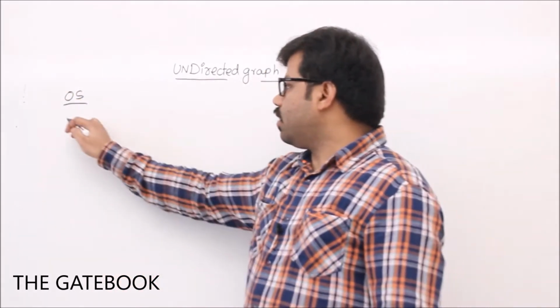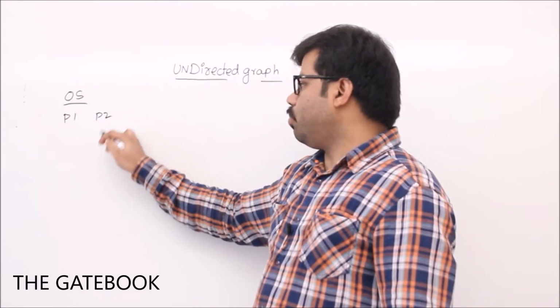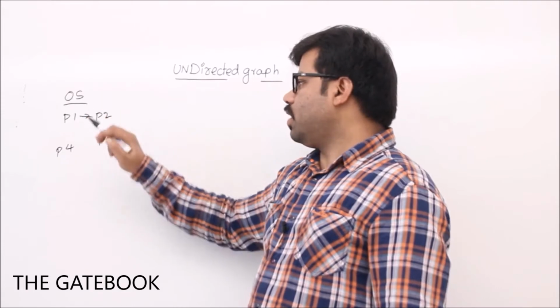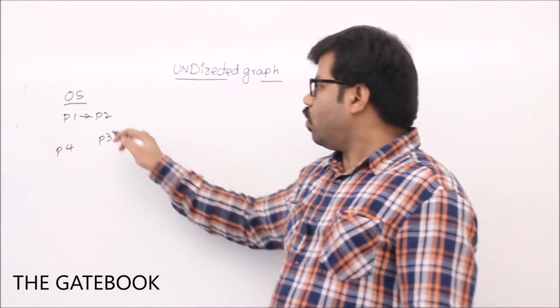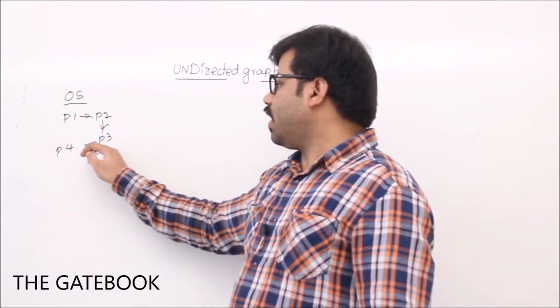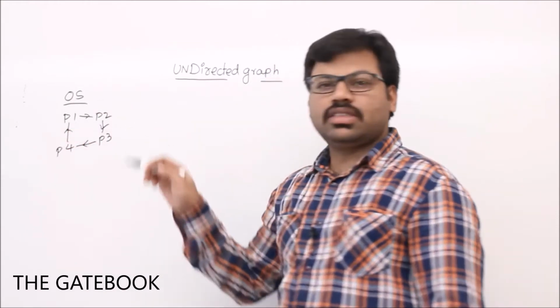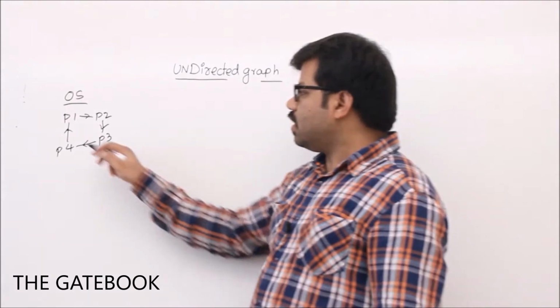In operating system, let's say we have some programs P1, P2, P3, P4. Let's say P1 is depending on P2. That means to complete P1, P2 should be done. To complete P2, P3 should be done. In that way we have requirements. If I represent these requirements, it forms a graph, right? So let's see these requirements.